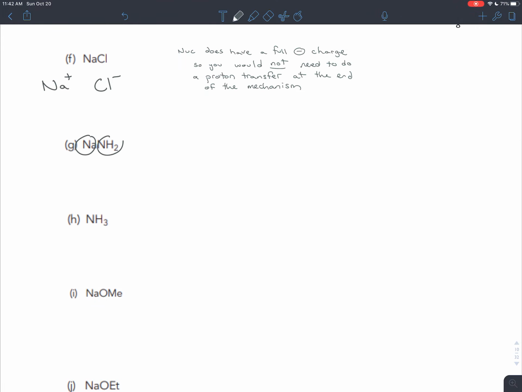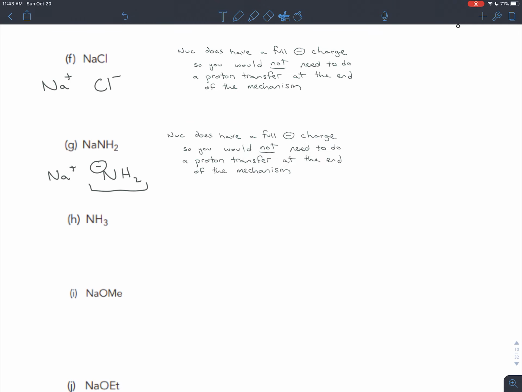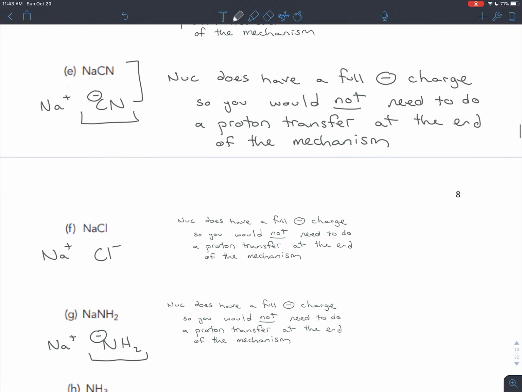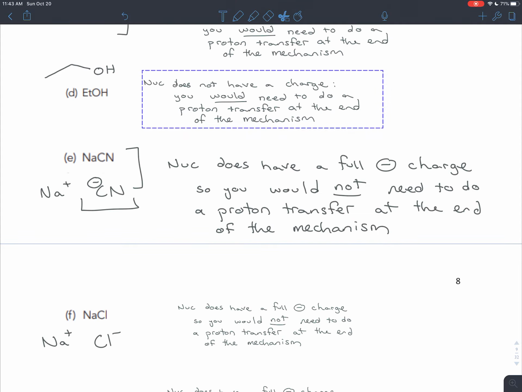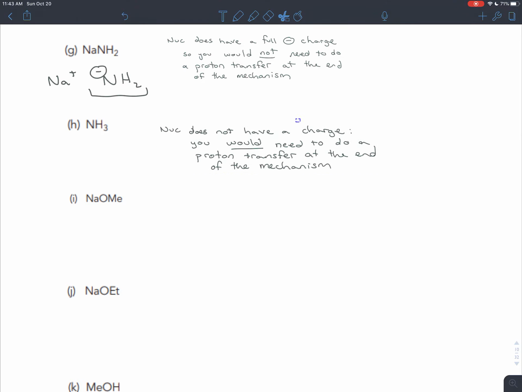In this next example, again, we have a metal and then nonmetals, so this is also going to be an ionic compound. This is Na+ and NH2-. And because the nucleophile does have a full negative charge, you would not need to do a proton transfer at the end of the mechanism. In NH3, you have only nonmetals. So this is a covalent compound, and the nucleophile does not have a full negative charge. And so you would need to do a proton transfer at the end of the mechanism if this is your nucleophile.